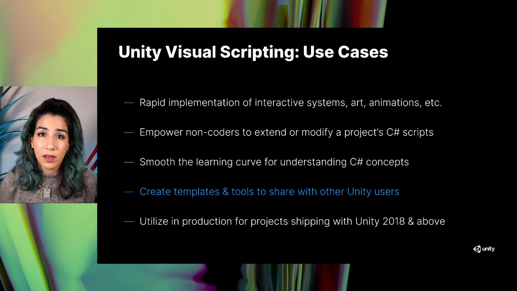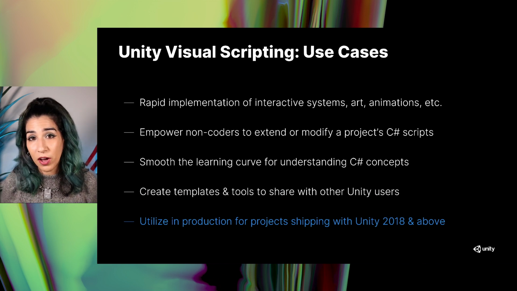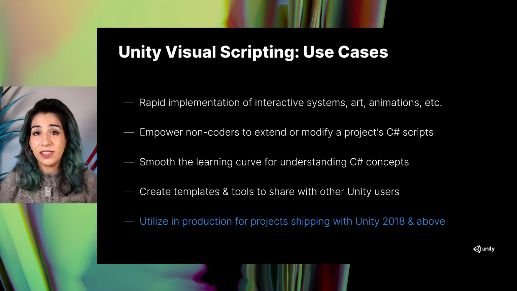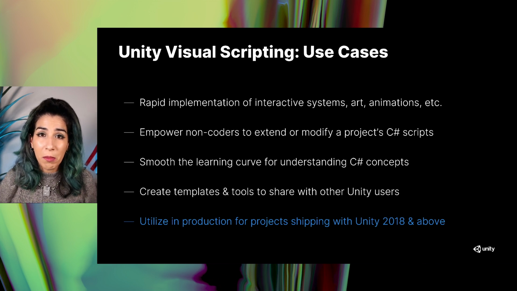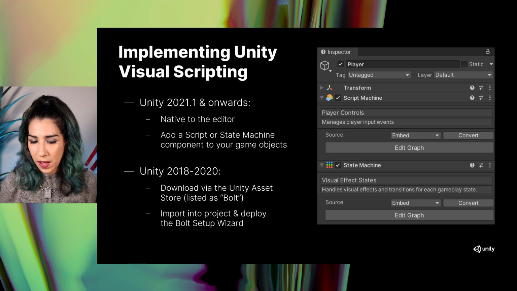And lastly, we just want to mention that you can use Unity visual scripting in production for Unity versions 2018 and above. This tool has existed for many years. It's definitely been battle tested. And so you can use it for any of those versions. Let me go into the specifics of that.